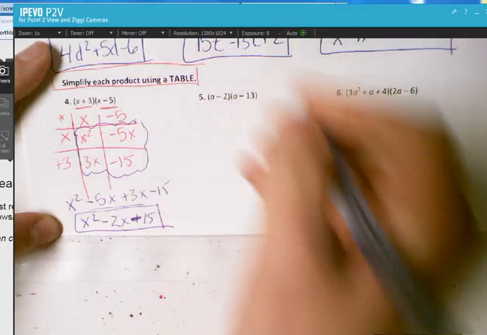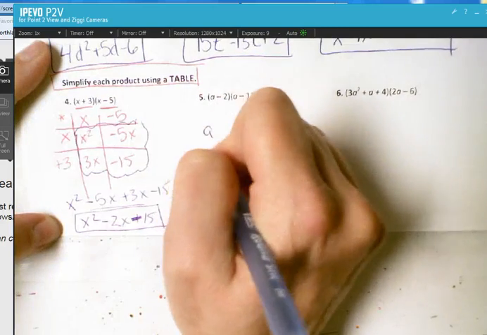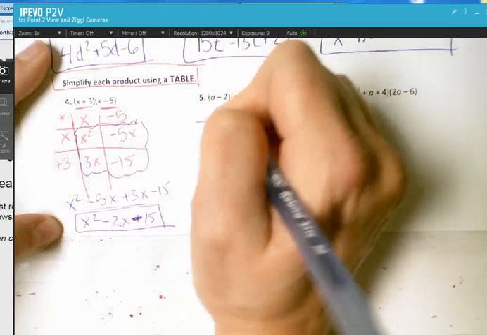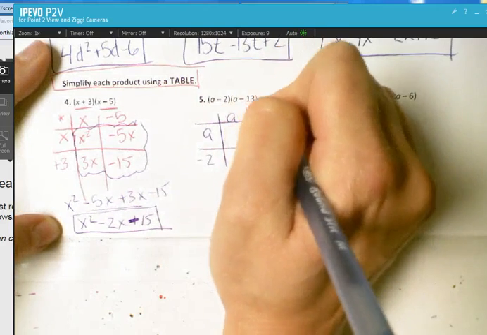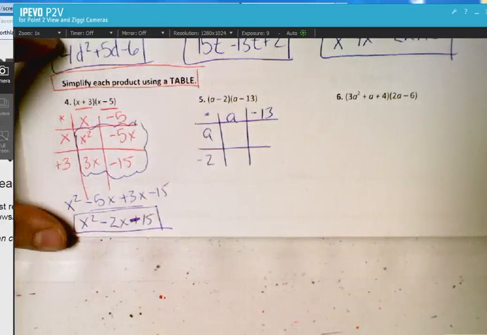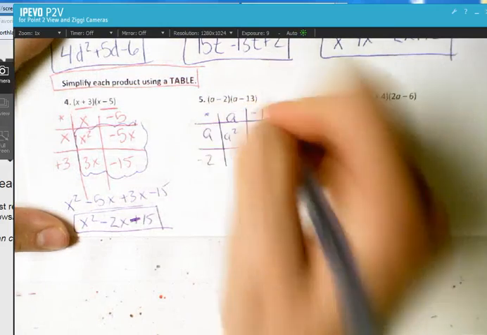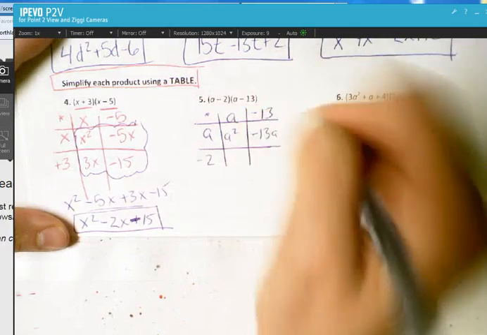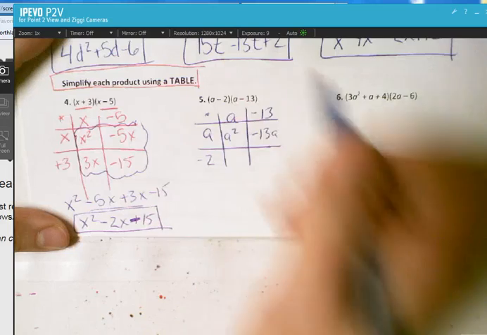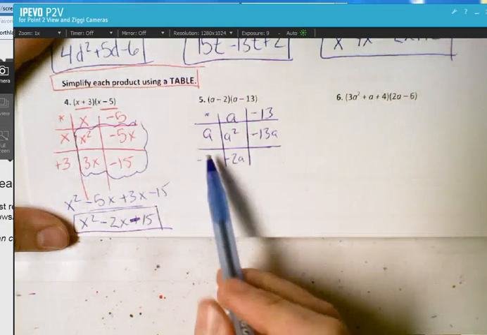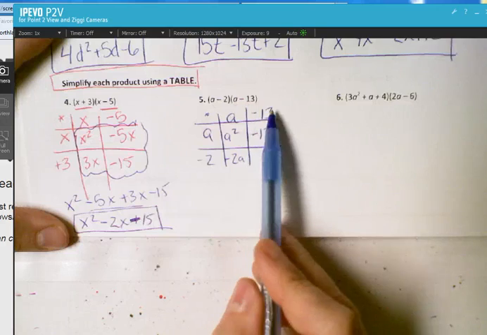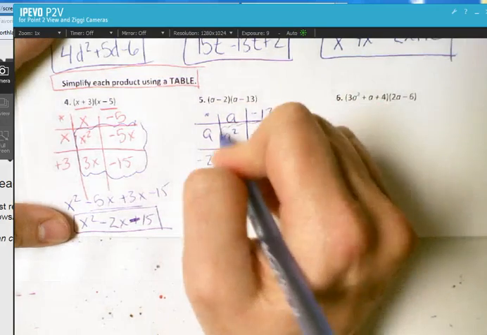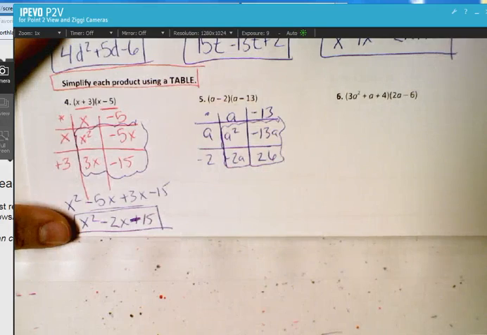Let's try another one. We have an a, and I have a negative 2. That's going to go on my table. I have an a and a negative 13. So a and a negative 13. And I am multiplying. A times a is a squared. A times negative 13 is a negative 13a. Negative 2 times a is negative 2a. Negative times a negative is a positive. 13 times 2 is 26. So again, all the stuff inside is my answer.